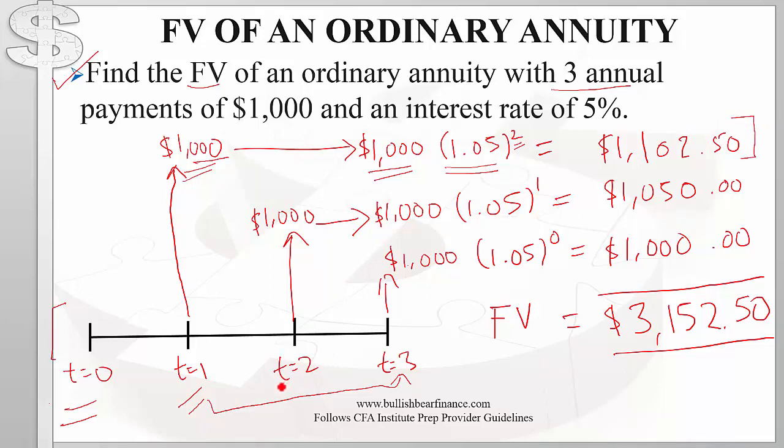We then move to the second time period and we compound the $1,000 payment from time t equal to 2 to time t equal to 3. Again, we multiply that by 1.05 to the power of 1, which is 1 time period, and we get this amount. And finally, for the third payment at time t equal to 3, we don't need to compound because that's the final payment. So we just have 0 in the exponent and we get $1,000. And the total future value of this ordinary annuity is $3,152.50.